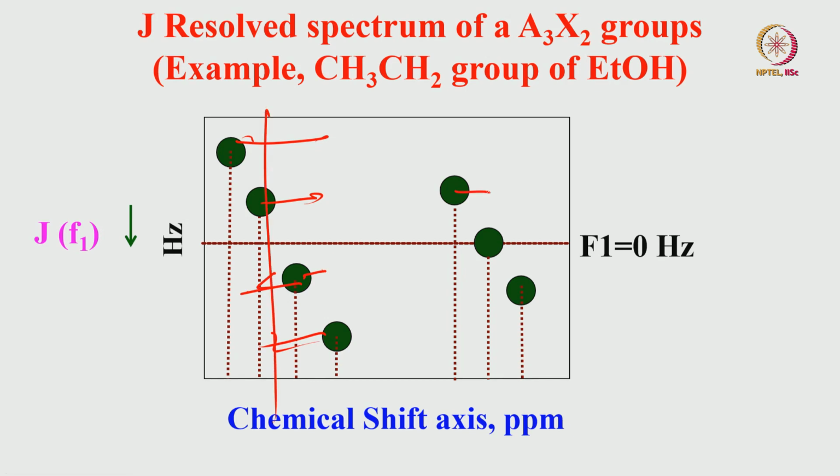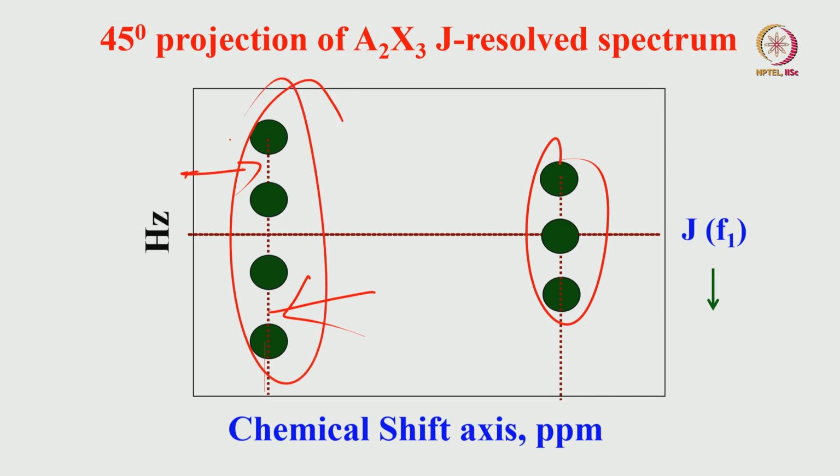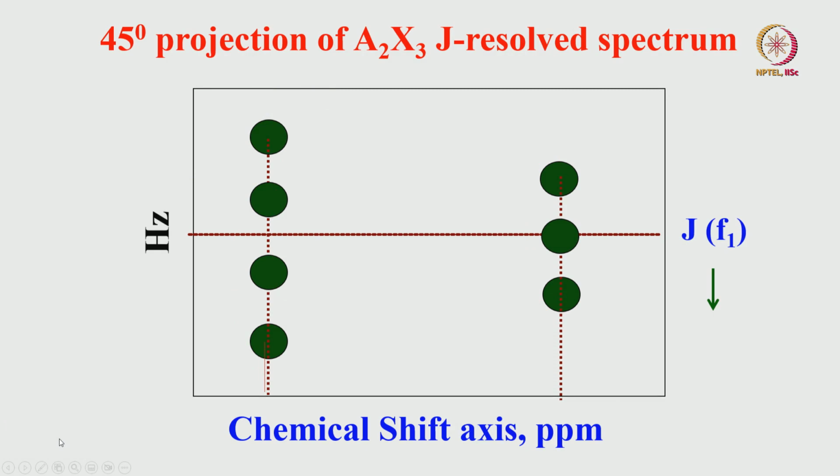Exactly here this moves this side, this moves this side. This is the center. This is what is called a 45 degree tilt. If you do that, you get a triplet here, you get a quartet here. From the center of the triplet you measure, you get J coupling, and here J coupling is obtained from adjacent separations. Measure the adjacent peak separations, you are going to get the J coupling.